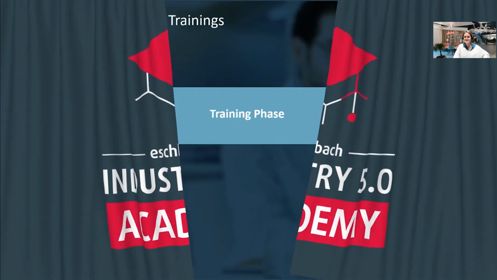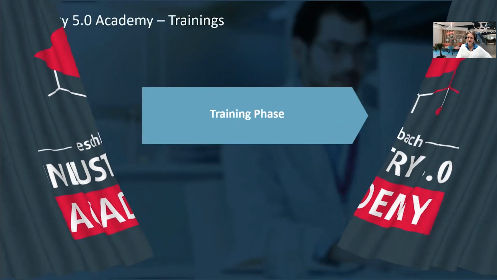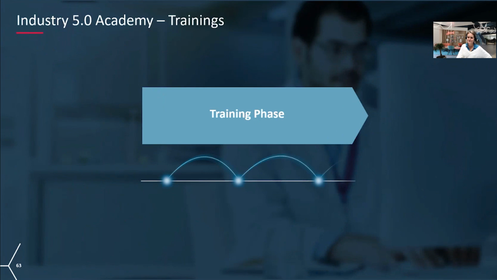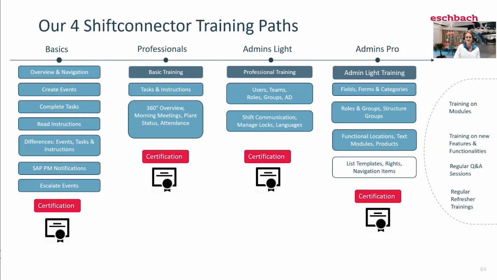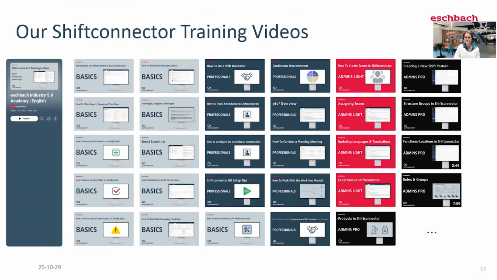Now, the second thing is the trainings that we have right now. As you maybe are already aware, we have a number of training paths that you can follow. It looks like this. So we have basics for mostly the shop floor workers, then professionals for the shift supervisors, and then admin light and admin pro training paths, where we explain all the different functionalities in detail. And these are the training videos. Probably most of you already know those. And you can also access them directly from within Shiftconnector.